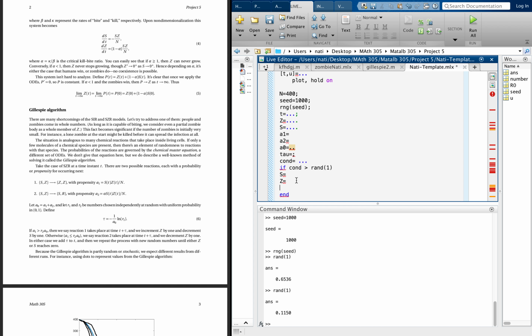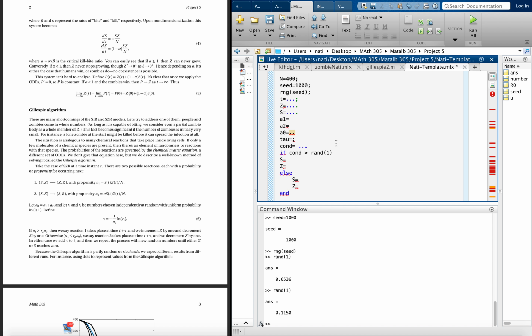Now, what happens if the condition is smaller than the random number? Then you can use else. If it's not bigger, it's smaller or equal, so you don't have to put else if, you can just say else. What happens if this number is actually smaller? Then reaction 2 happens. So again, you have to update what your populations are. If reaction number 2 happens, the S remains the same, but the zombies lose 1. And then you end your condition.